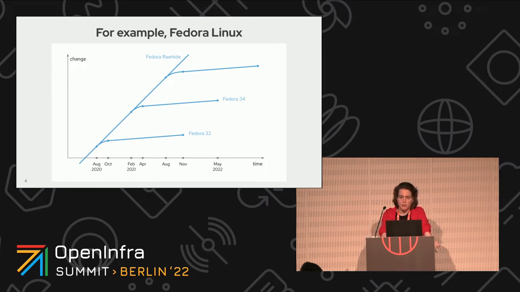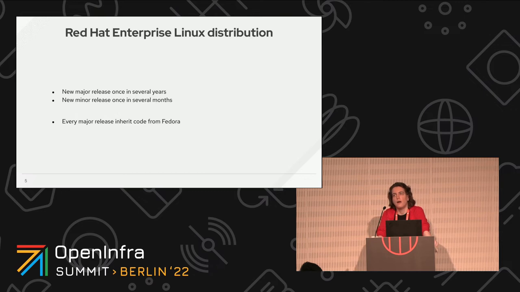Now, the interesting part here is that every Linux distribution is continuous in this way, but there are specific properties of Red Hat Enterprise Linux from that point of view. RHEL has major releases every several years and minor releases every several months. And RHEL in itself is not a completely continuous development project, because every major release of RHEL actually starts by inheriting Fedora code instead of continuing the previous RHEL version code. So when we prepare RHEL 9, we don't take RHEL 8 code and build on top of it. We take Fedora code and build RHEL 9 from there.